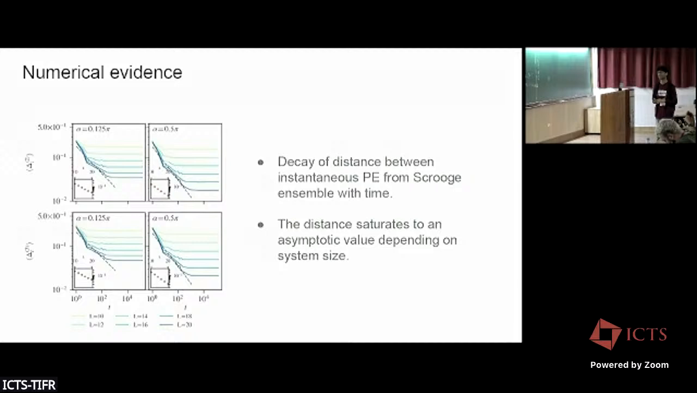the trace distance saturates to a finite value at long time. And this finite value actually goes down with increasing system size. The decay with time follows a polynomial, and this is an exponential decay with system size. So you can expect that at thermodynamic limit, both these angles will cause the projector ensemble constructed through the measurement to converge to the Scrooge ensemble.